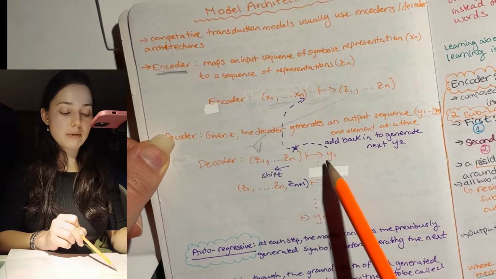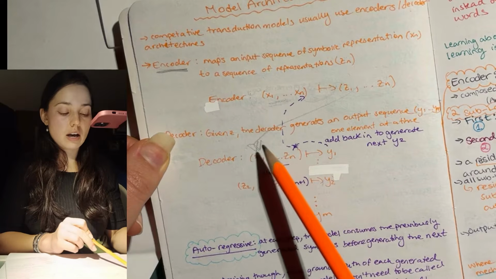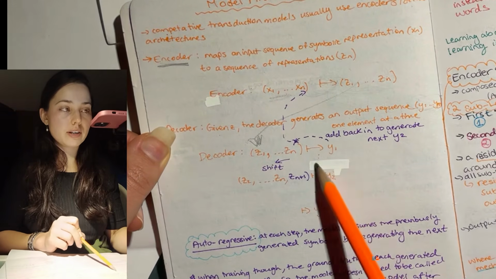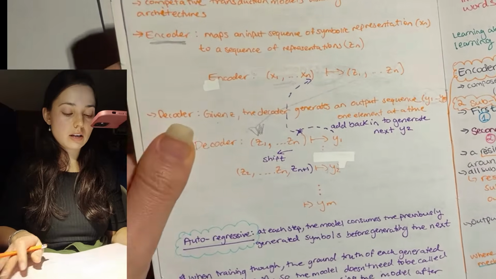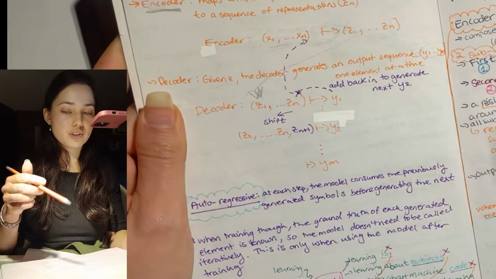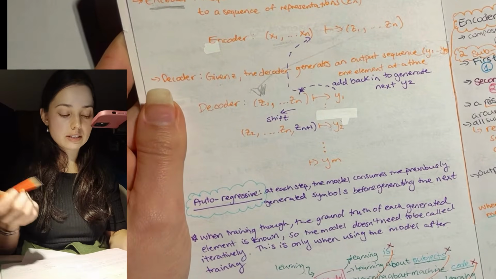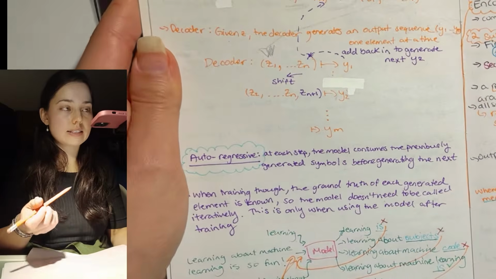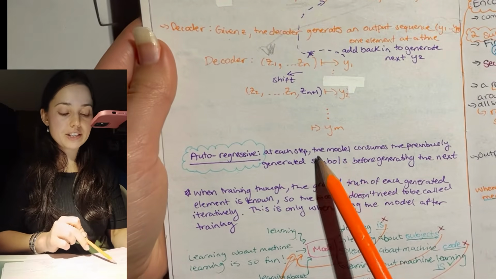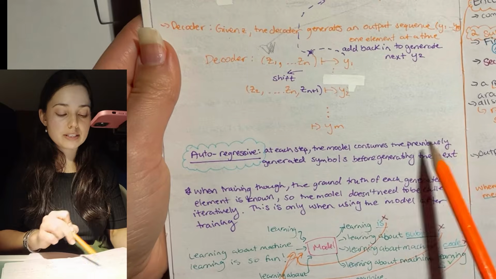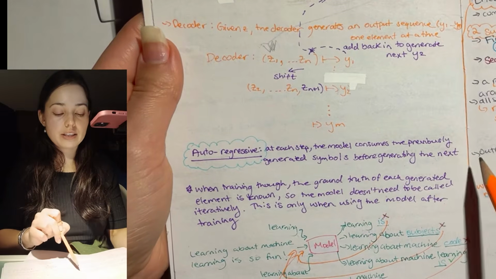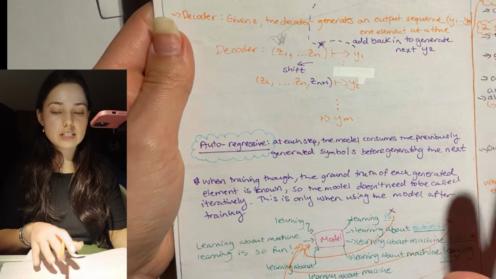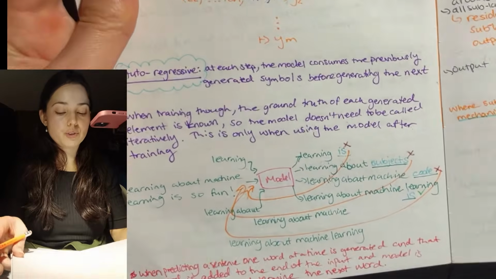The decoder maps this to some other output space, which is the words that it's predicting. It's the output. And then it has this autoregressive nature where at each step the model consumes the previously generated symbols before generating the next. And this is actually implemented using the masked attention mechanism, which we'll get into.